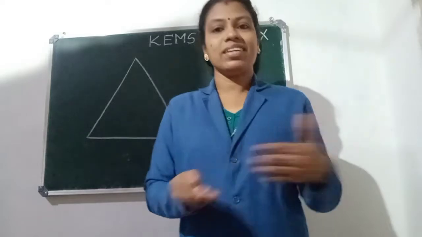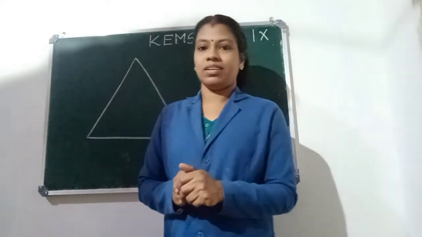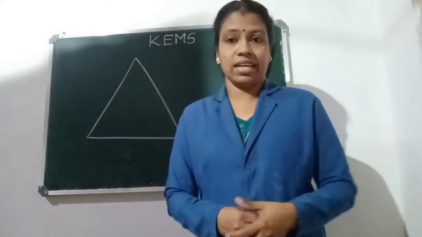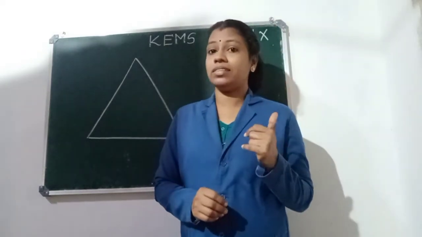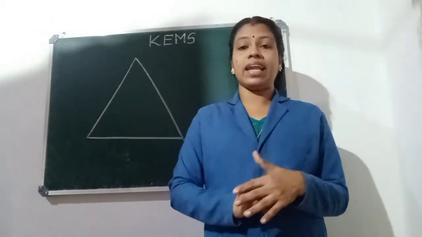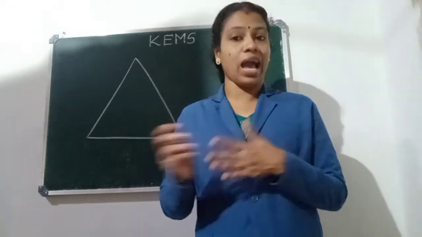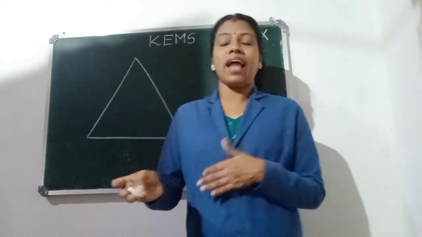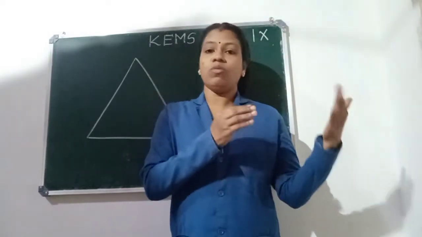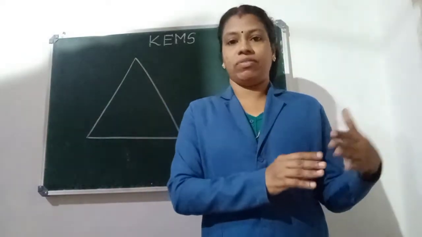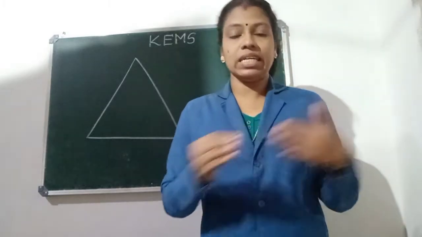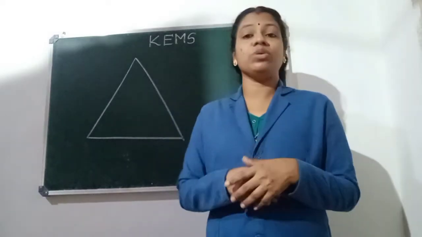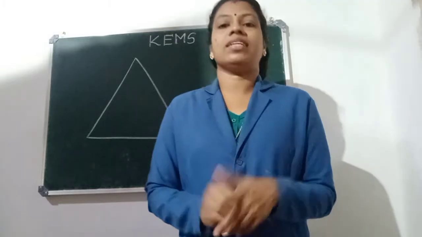Then the converse of this axiom. What is it? If a transversal intersects two lines such that a pair of alternate interior angles is equal, then the two lines are parallel. If any one pair of alternate interior angles is equal, then we can say the two lines are parallel to each other. Clear? Yes, that is the converse.